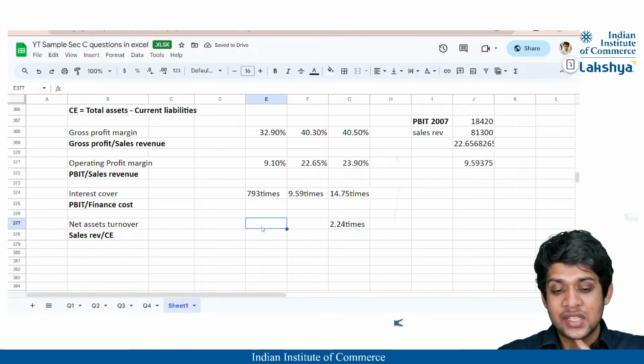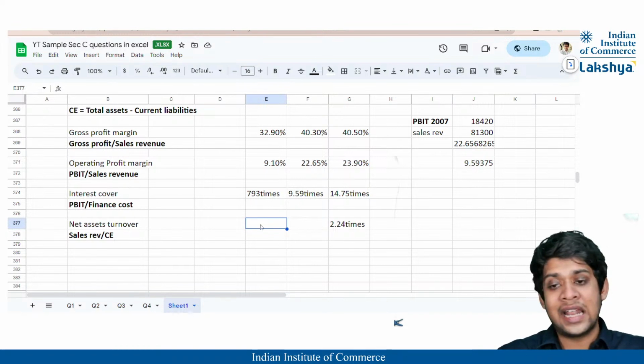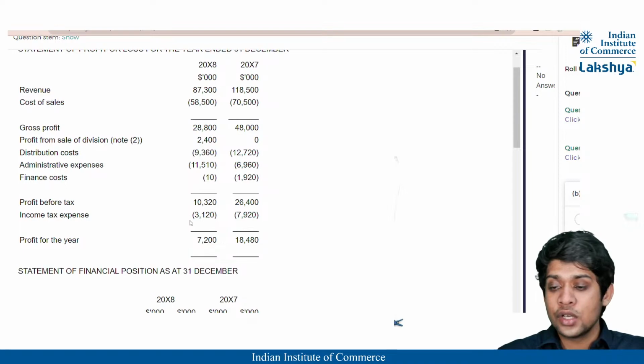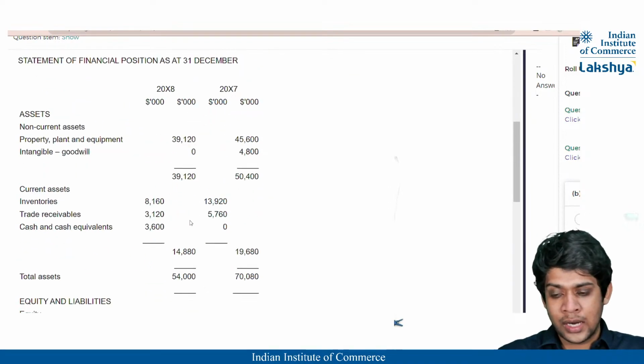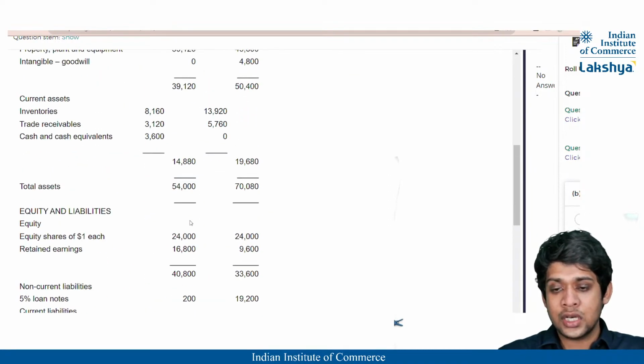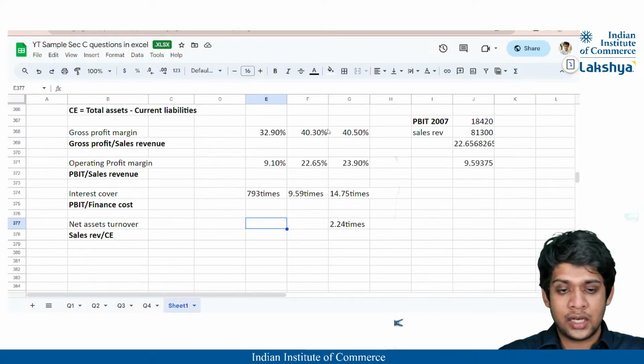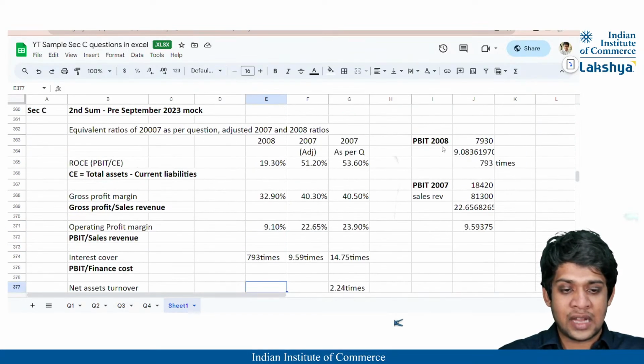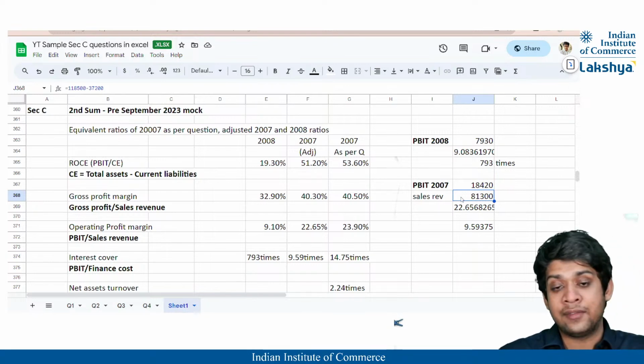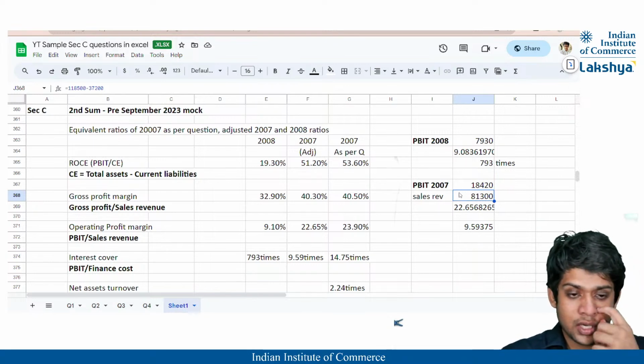Now moving on to the last ratio, that is nothing but net assets turnover. Okay guys. So for net assets turnover, guys, what will be the calculation? It is nothing but sales revenue, right? So sales revenue is already calculated, this was a direct value, and here the sales revenue we've calculated the adjusted sales revenue excluding the sales revenue earned by the division which is sold off, right?